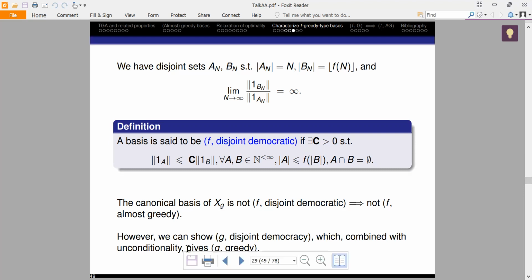So this is just a remark that we can show that the basis is g-disjoint democratic, and you combine it with unconditionality and it gives you g-greedy. But the basis is not f-greedy, or not f-almost greedy.